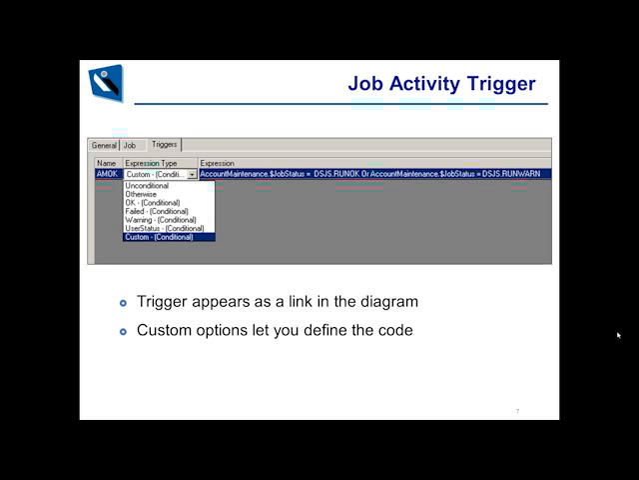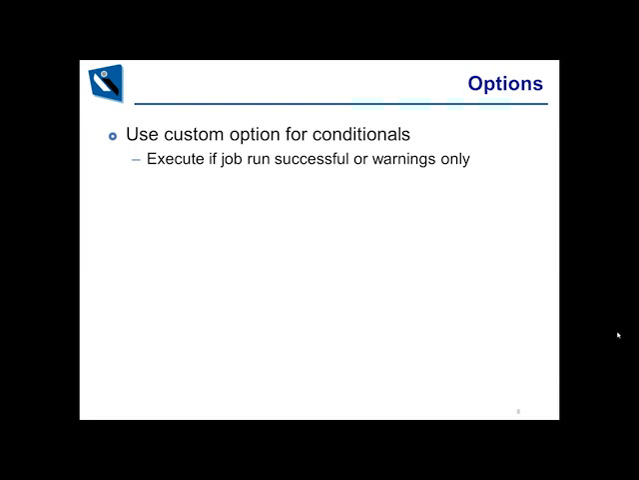This is the triggers panel. You can have multiple links coming out of a job activity, and each one can have an expression type attached to it where you can specify how you want control to be passed out of this job. It provides a lot of flexibility in being able to manage how those workflows relate.